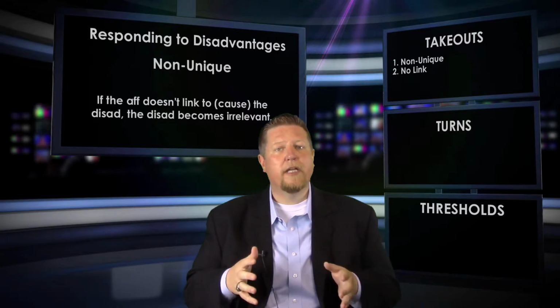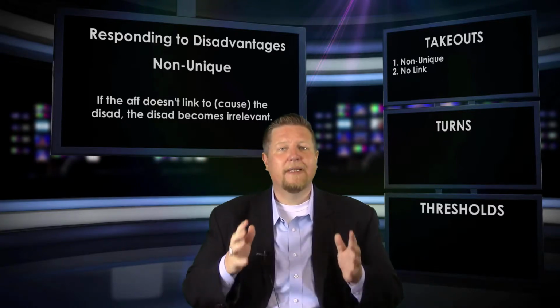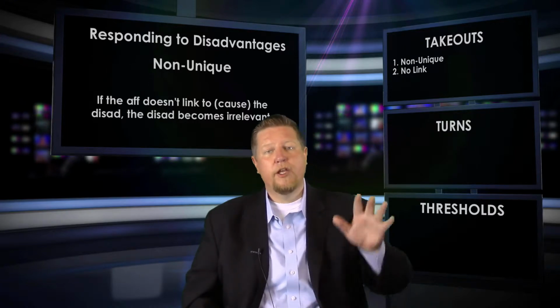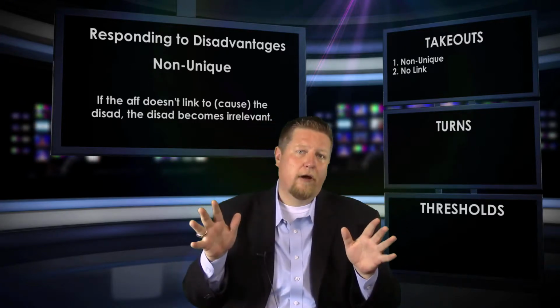The no-link argument is very effective in responding to a disadvantage because it removes the affirmative plan completely from the scene of the crime. It's the equivalent of having videotape proof that you were in Paris when a crime you were accused of committing occurred in your hometown.